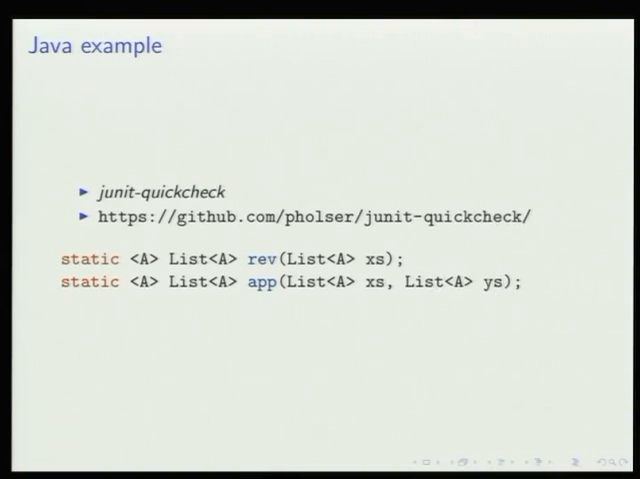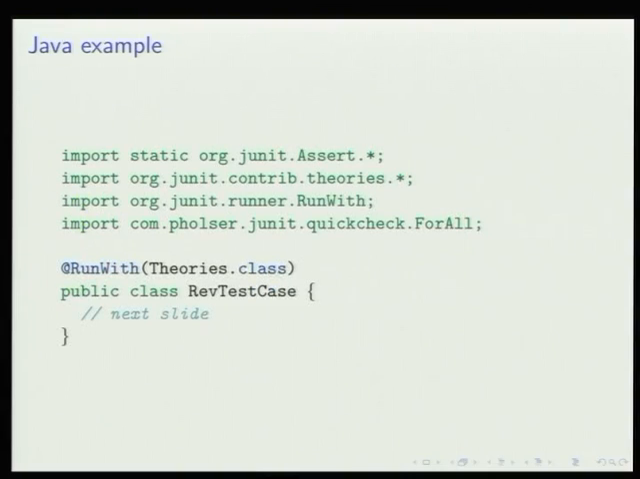Here's a Java example using JUnit QuickCheck. So the type signatures for our reverse and append functions are as on the slide. We're using Java generics over the type A. So for any type A, the reverse of a list A is going to be of type list A, and the append of list A xs and list A ys is going to be a list A. So those are the type signatures that we're dealing with.